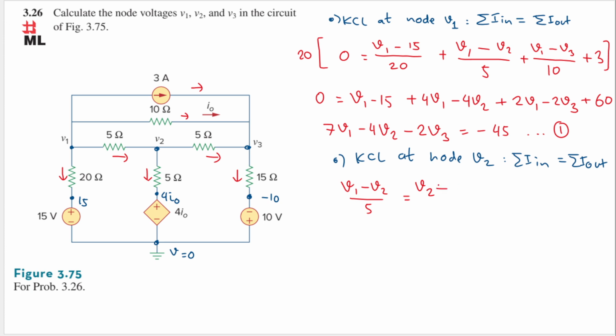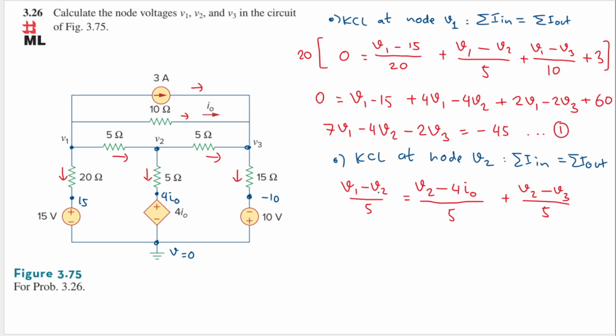And then that one, I will have V2 minus 4I0, and then divided by the resistance between them, which is 5. Okay, I think that's good. And then this current here, I will have plus V2 minus V3 divided by 5. Okay, I think that the 5s will cancel each other, right?